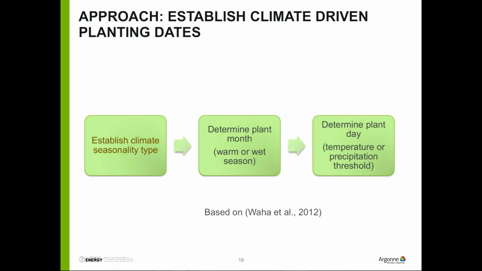So this approach is based on a paper, Waha et al. 2012, where you begin by establishing the climate seasonality in a grid cell, and you use that to determine what your month of planting should be. And so you're going to either plant during the main warm season or during the main wet season. And then once you have the month of planting, you would use that to determine the plant day. And that can be based on temperature and precipitation thresholds, depending on what type of grid cell you're in.